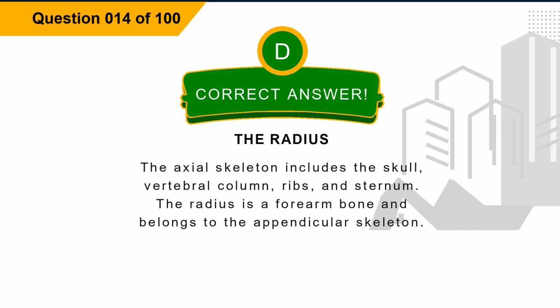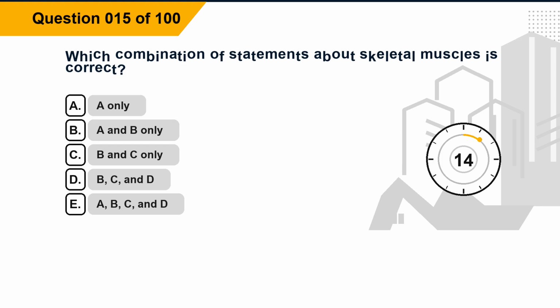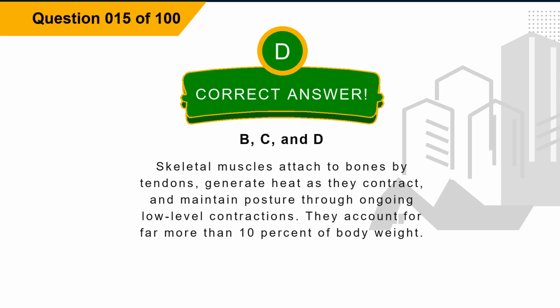Explanation. The axial skeleton includes the skull, vertebral column, ribs, and sternum. The radius is a forearm bone and belongs to the appendicular skeleton. Question 15. Which combination of statements about skeletal muscles is correct? Option A, A only. Option B, A and B only. Option C, B and C only. Option D, B, C, and D. Option E, A, B, C, and D. The correct answer is option D, B, C, and D.